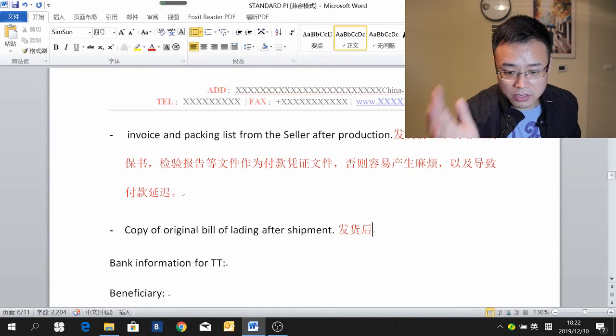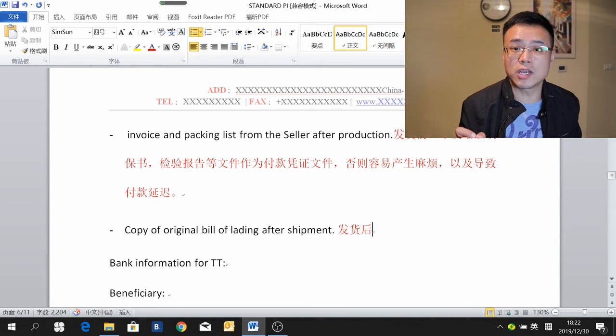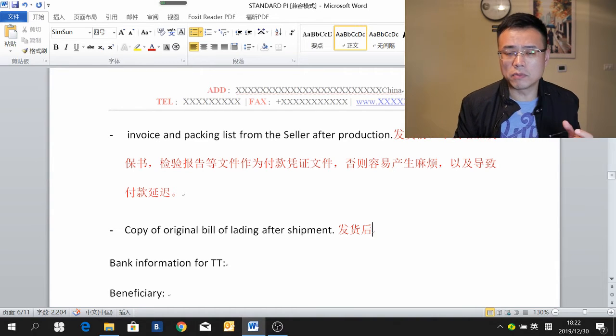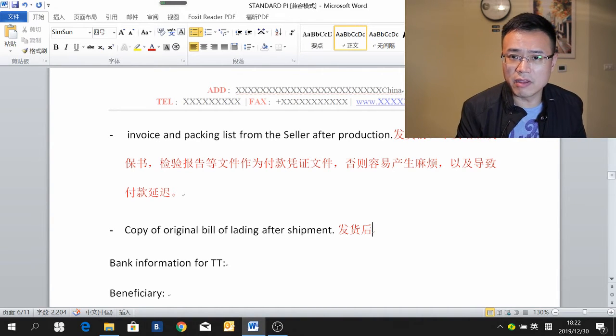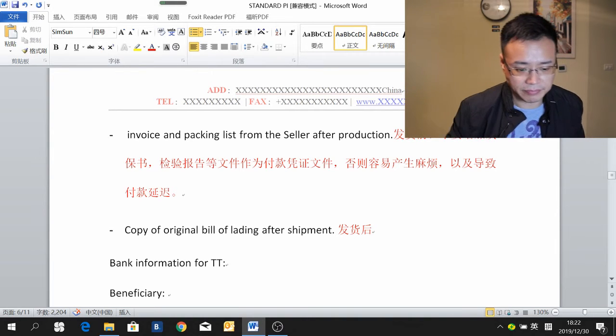So this is not a very safe payment term. Only in case you fully trust your client, only in case you believe your client is honorable, a reliable company, and the price goes up or stays stable, you can do this.